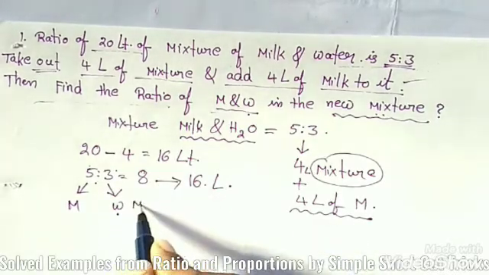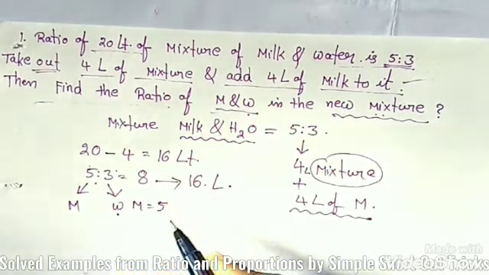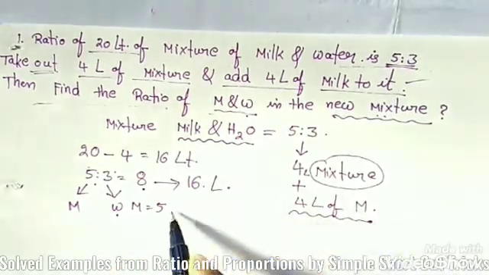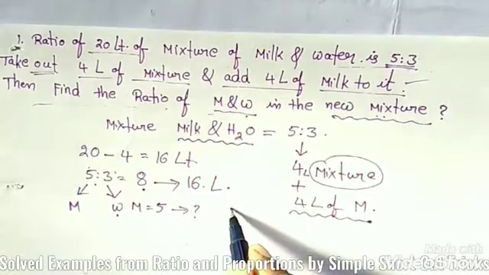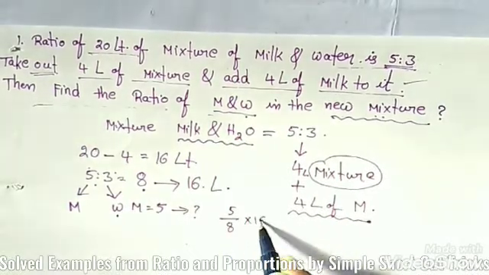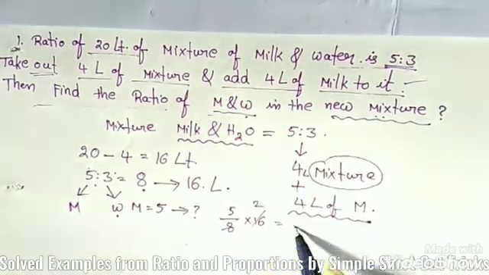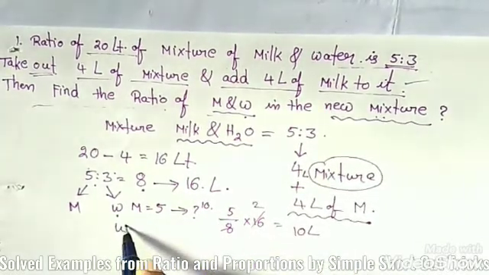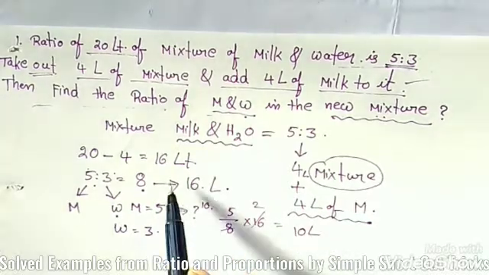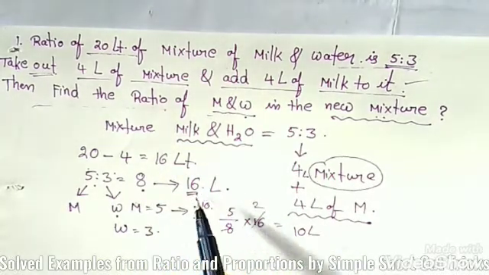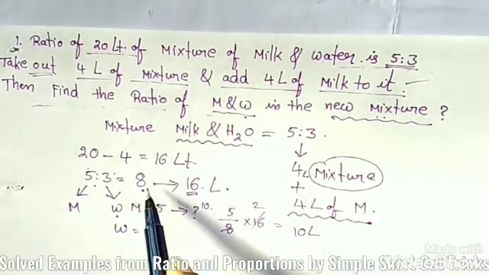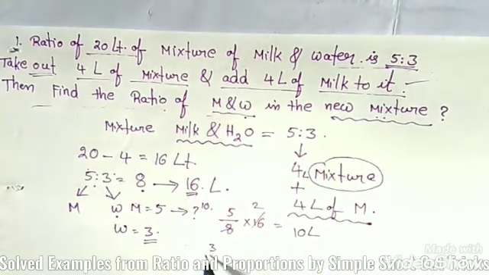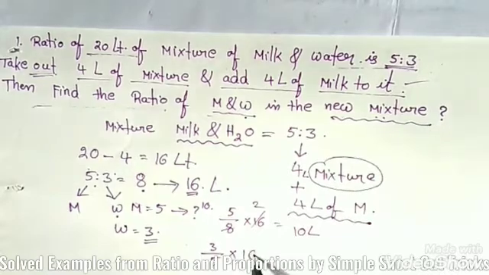Now milk is 5. 8 means the total is 16 liters, so for 5 how much will you get? Simply 5/8 into 16, that is equal to 10 liters. So here you get the answer 10 liters. And what about water? Water is 3. If the total ratio is 8, then for 3 how will you calculate this?